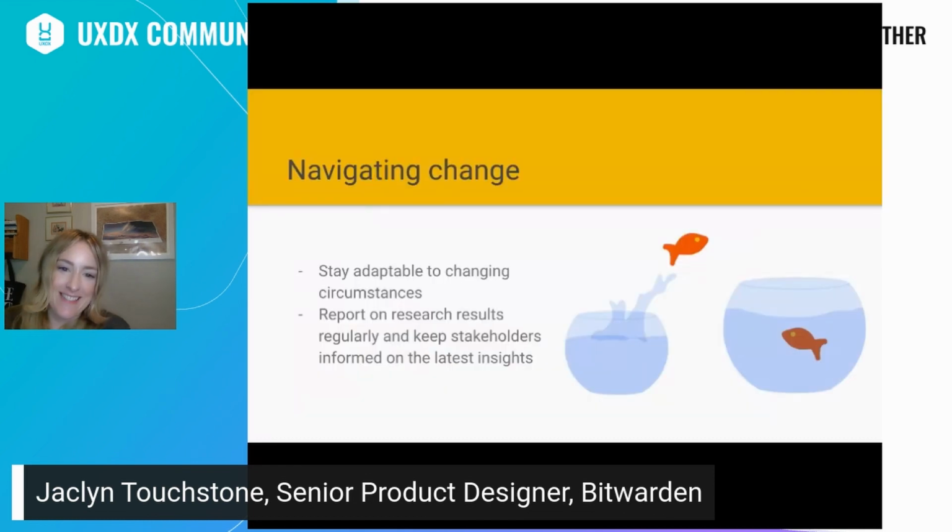Another point about this that's important is navigating change. So in the startup world or in software in general, things change quickly. You need to adapt to changing circumstances, and often as you're uncovering continuous insights during a beta program, things will change. Things could change dramatically. So you need to be as adaptable as possible. And it's important to continue to report on research results as you get them regularly in order to keep your stakeholders informed in case you may need to pivot your research plan or change things around.